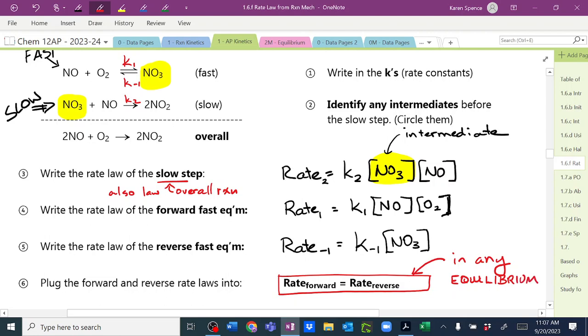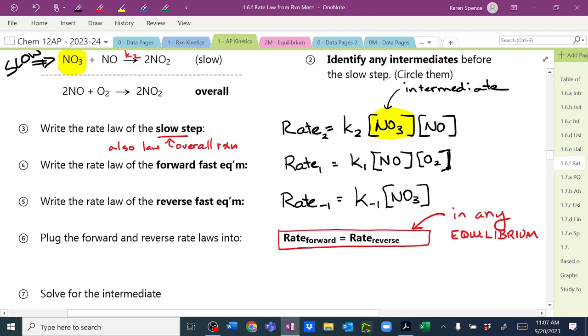The rate of the forward reaction is equal to the rate of the reverse reaction. That's what makes it an equilibrium. If you don't feel good about that yet, don't worry. We spend the rest of the year talking about equilibrium. You will have months to feel good about that statement, okay? Just believe me for now that the forward and reverse reaction rates are equal when it is an equilibrium.